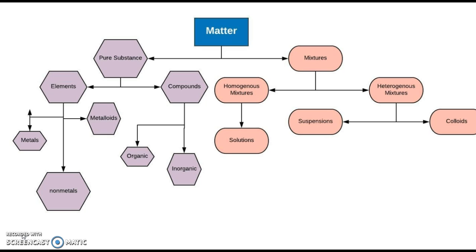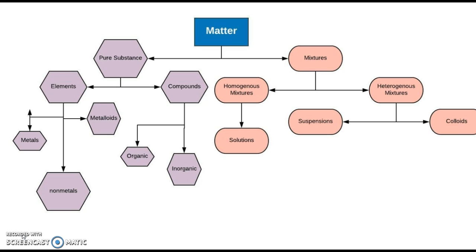And then compounds are substances containing more than one element in which the atoms of different elements are chemically bonded together. So remember, these pure substances, you can't break them apart by physical means. However, elements can't be broken down at all. They're the smallest piece. But compounds can be broken up chemically, not physically, but chemically.